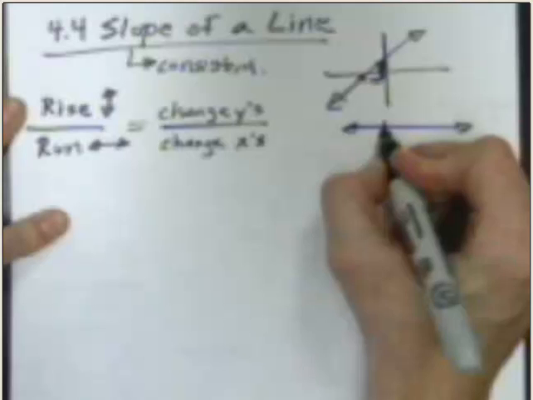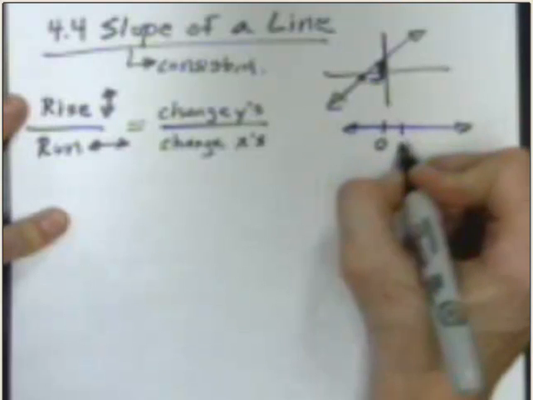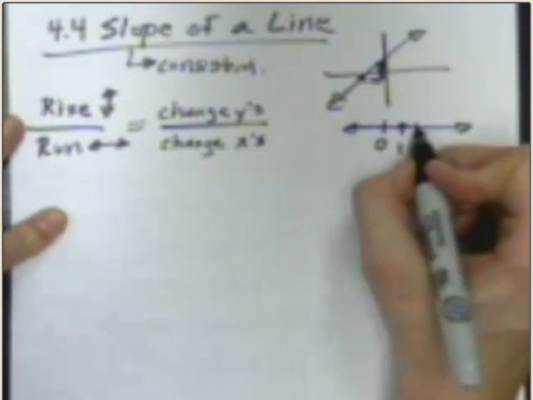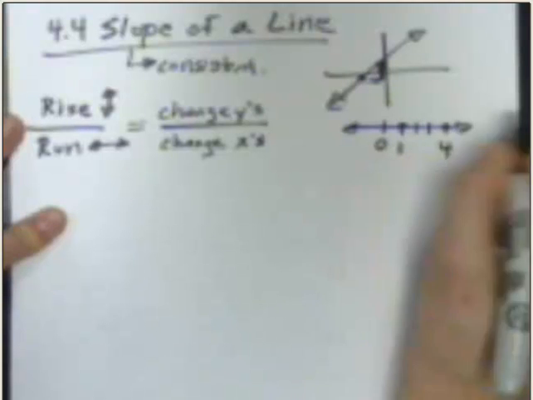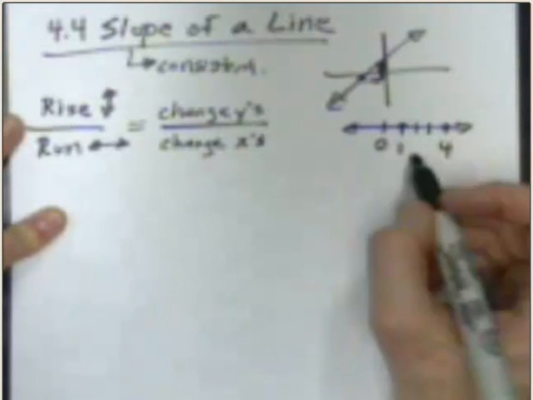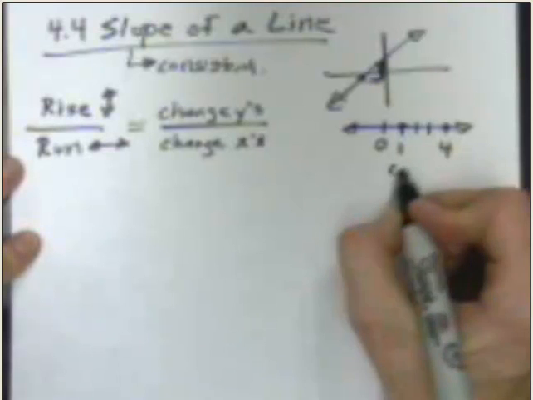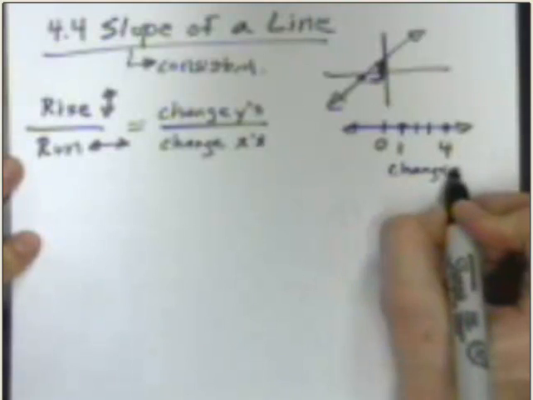I'm standing on some line. We'll call it a number line. I start at point 1, and I'm going to say 1, 2, 3, 4. I'll walk to point 4. So that's my change from 1 to 4. What is the change? How'd you get that?